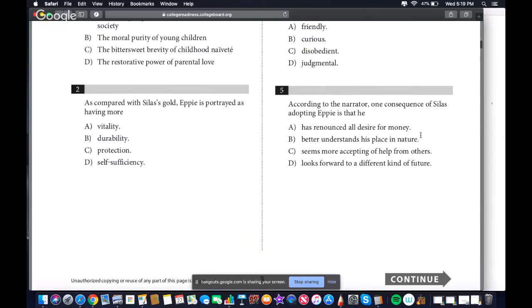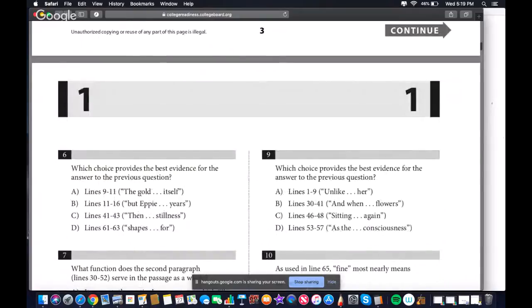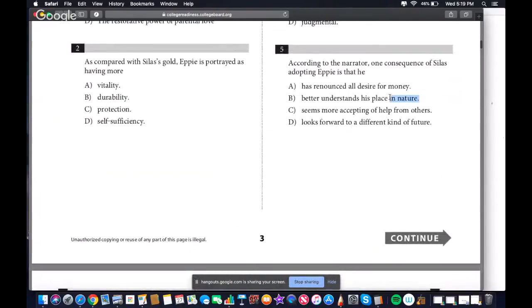better understands his place in nature. He's hanging out in a field with this little girl, and he's enjoying her company. But that doesn't really mean that he understands his place in nature, right? And look, this ends up being an evidence set. I don't want to get into all the details of evidence sets, but like when you see exact language from evidence in answer choices, it's probably something to avoid, right?